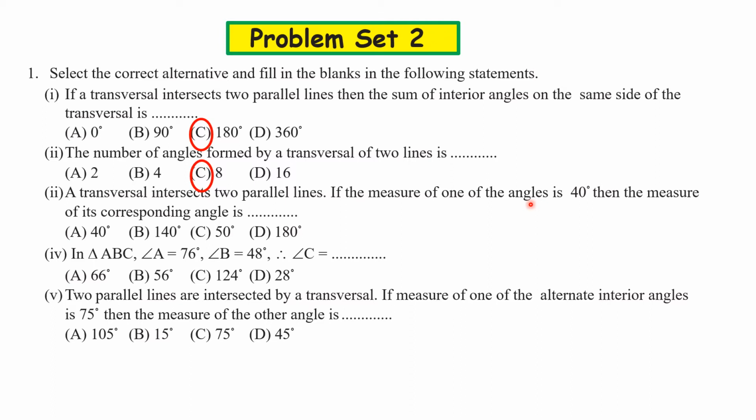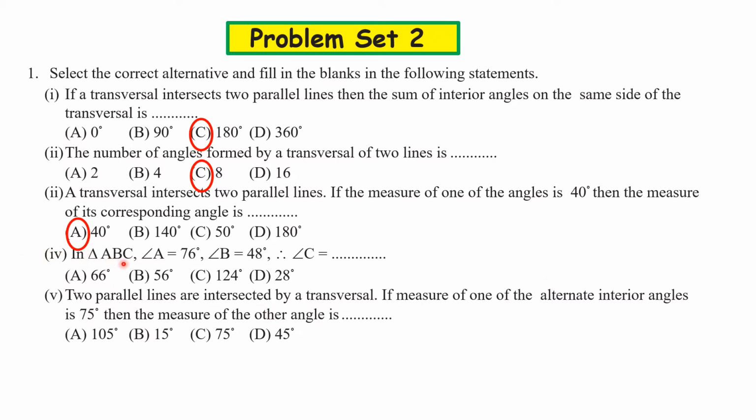The transversal intersects two parallel lines. If the measure of one of the angles is 40 degrees, then the measure of its corresponding angle? Corresponding angles in parallel lines are congruent. Therefore, the answer is 40 degrees. The alphabet is A.